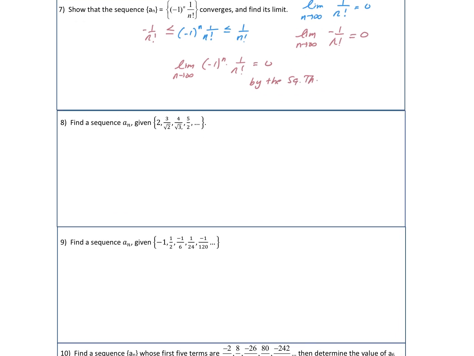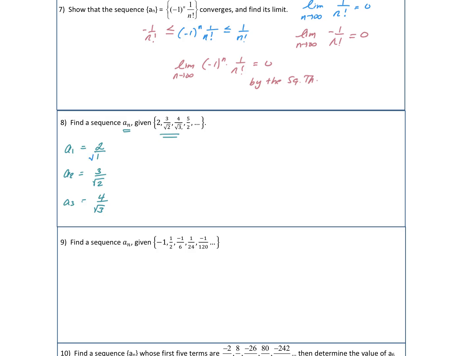For number 8, they're asking us to find the a sub n that represents these terms in the sequence. So the best way to do this is to relate these to n. What do I mean by that? Well, I know that a sub 1 is equal to 2 over 1. A sub 2 is 3 over root 2. A sub 3 is 4 over root 3. We want to see how the pattern evolves based off of n.